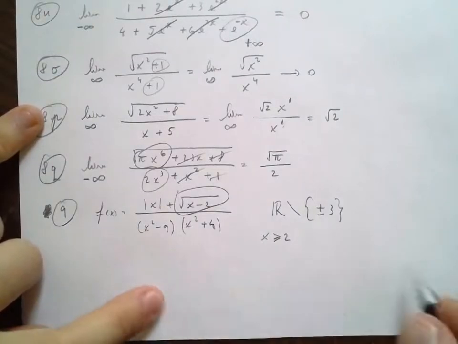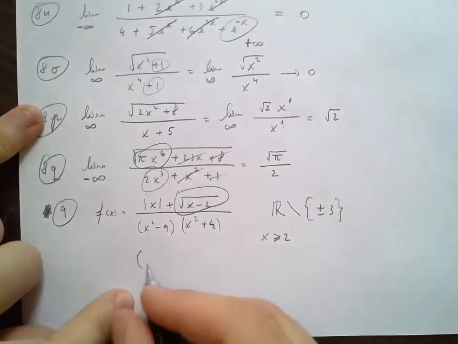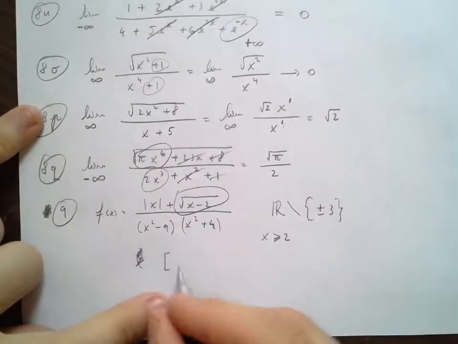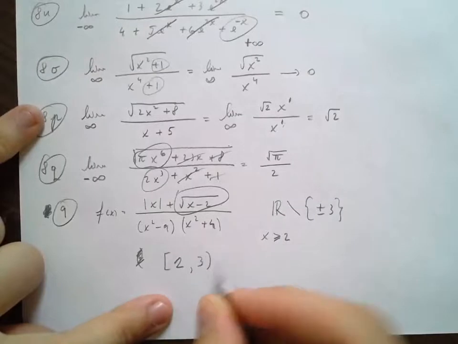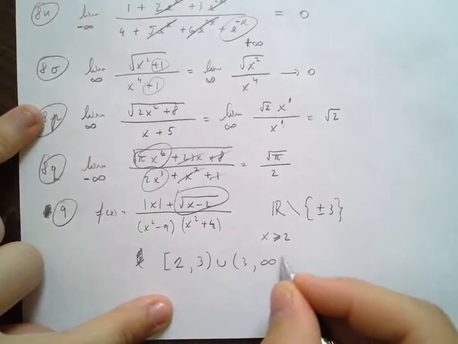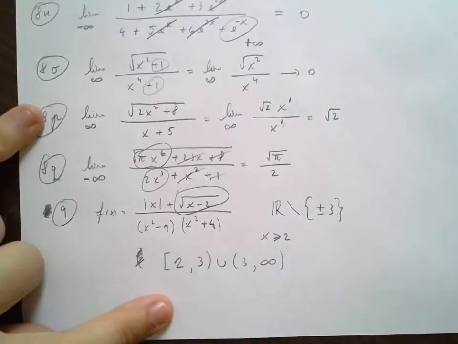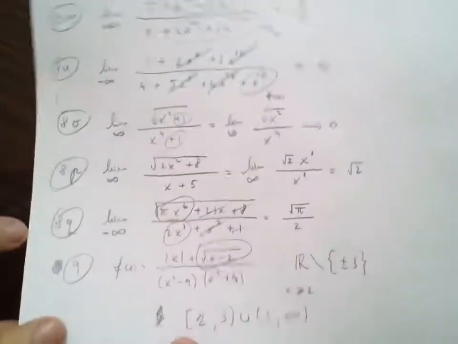Okay? So that means what? That means that my actual interval for where the function is continuous is going to be, I start at 2, I omit 3, and then I go from 3 all the way to infinity, and that is where the function is going to be continuous. Okay, so that was problem 9. Let's move on to problem 10. I need a new sheet of paper for that one.